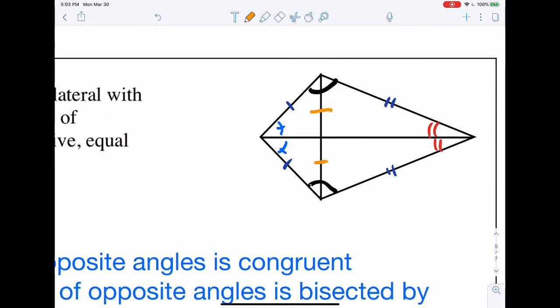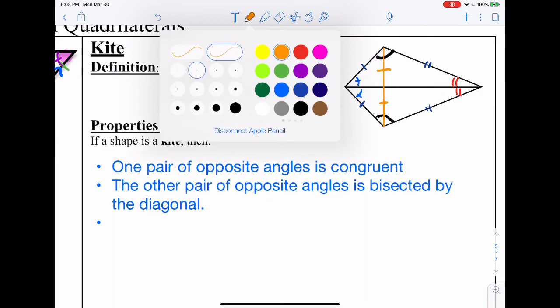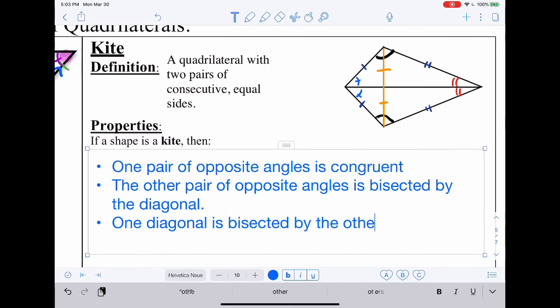So how can we describe what just happened? Well, it means that this diagonal here was cut in half by the other longer diagonal. What's the word again for cut in half? That's right, bisect. So one diagonal is bisected by the other diagonal.